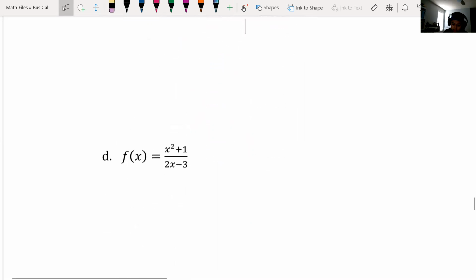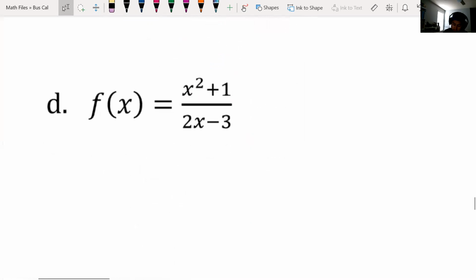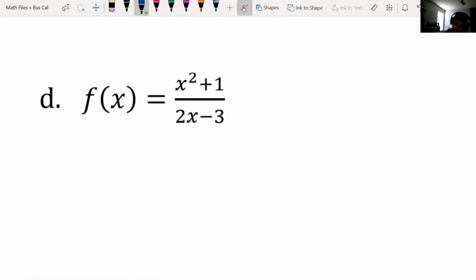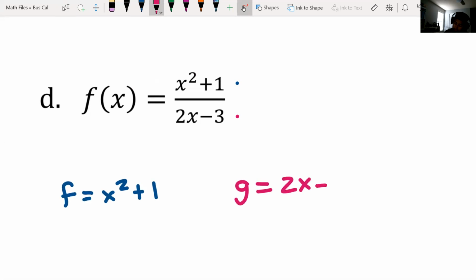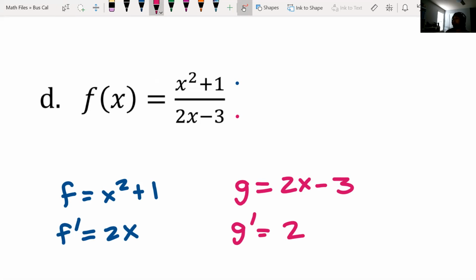Let's keep going. Let's put a dot here. So numerator's f. F is x squared plus 1. G is 2x minus 3. Derivative of f is 2x. Derivative of g is just 2. There we go. Derivative's done.